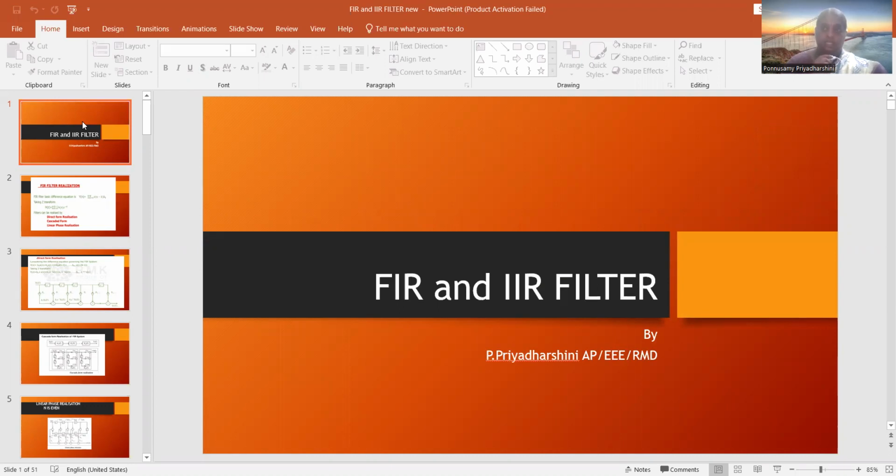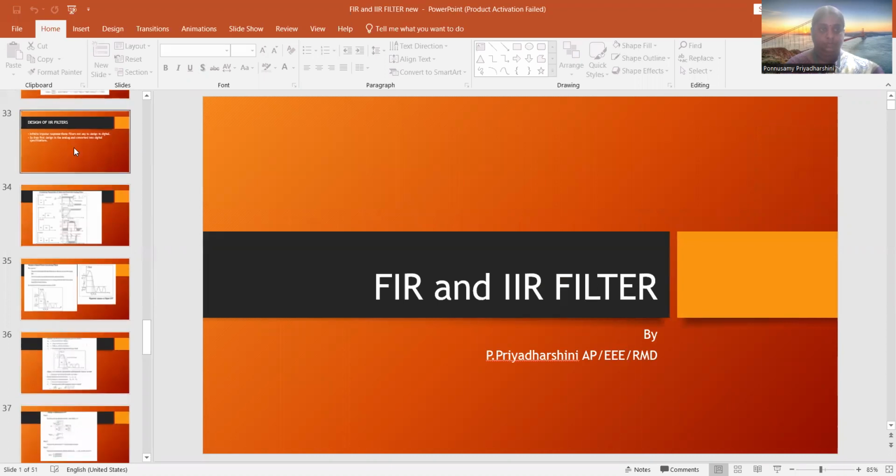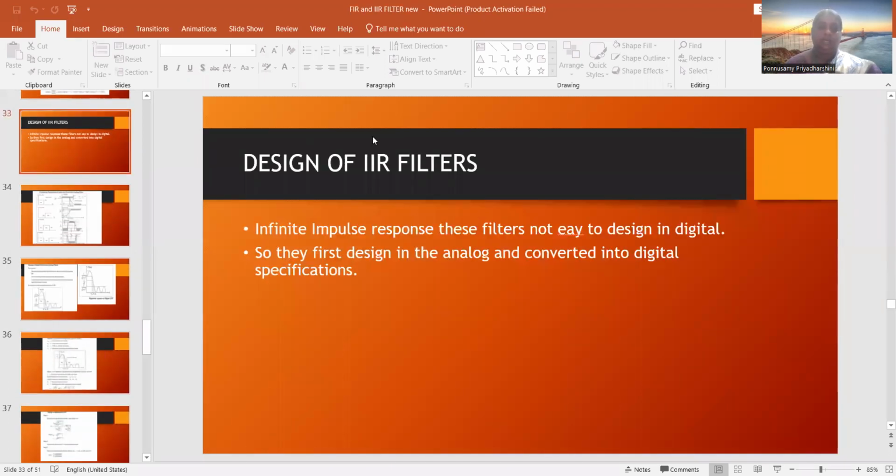Today, we are going to see a topic from the subject digital signal processing, and especially the topic is around the IIR filters, how to design the IIR filters. So we will move to the topic. Design of IIR filters, infinite impulse response filters.